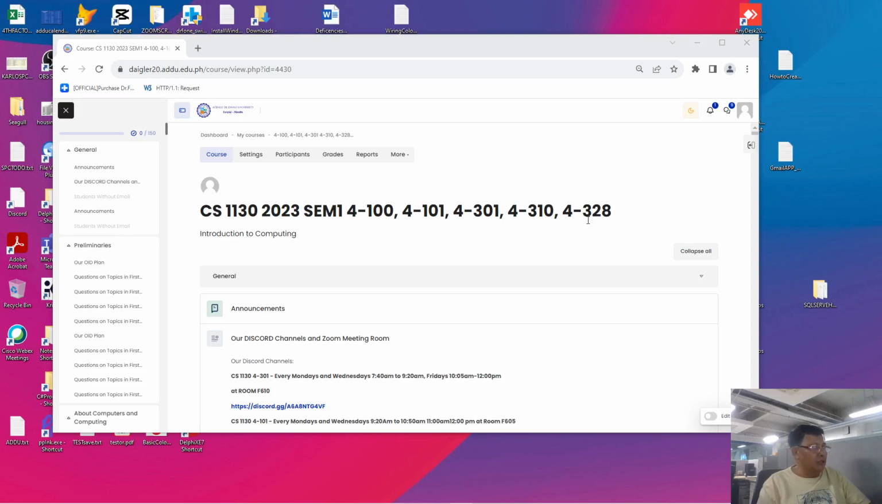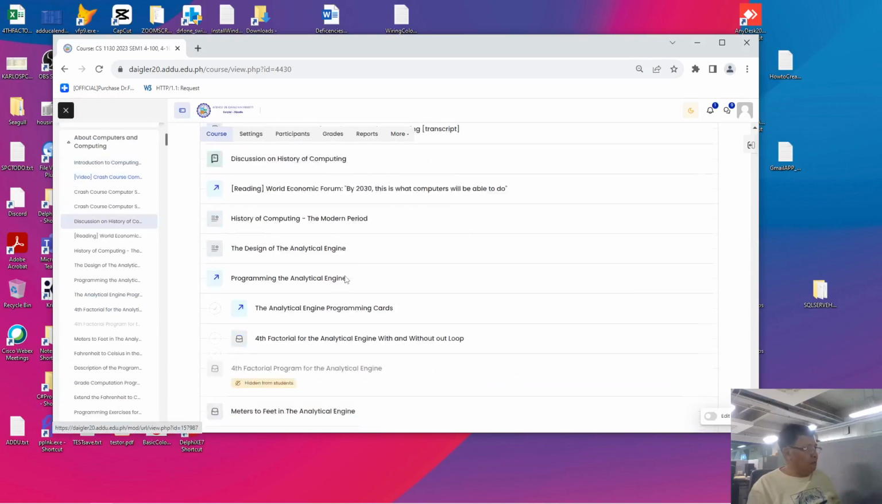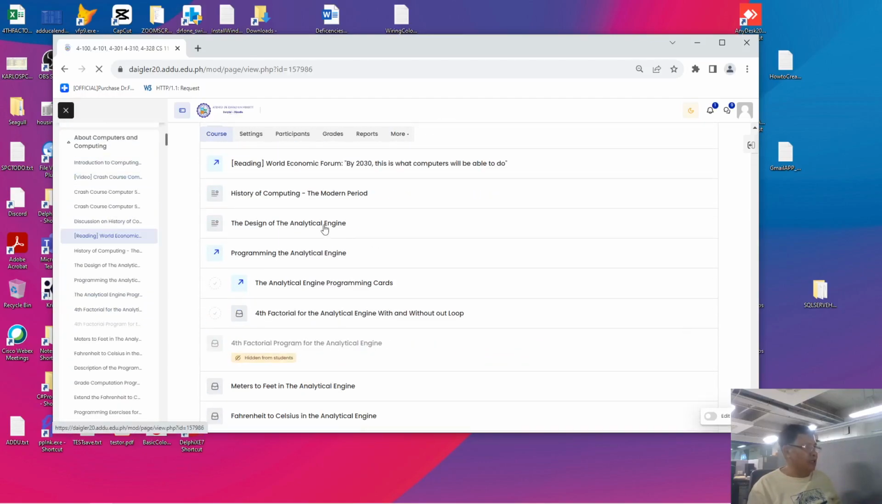So I'm doing this in order to cover three topics regarding the history of computing, particularly the design and programming of the analytical engine invented by Charles Babbage during 1837. So basically, we will start with the design of the analytical engine.